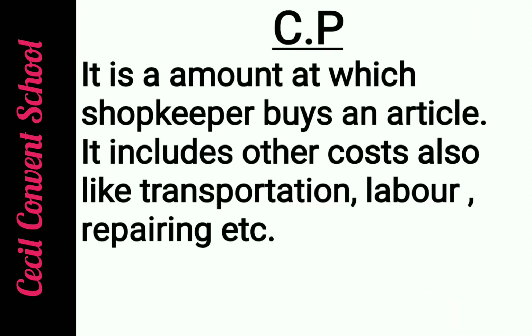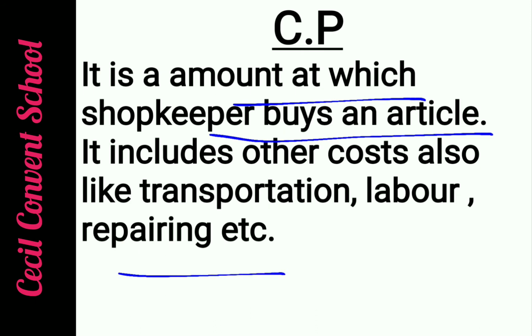So this one point you have to write down in your copy also, or underline in a book also. It is given on page number 131. Cost price is the amount at which a shopkeeper buys an article. I already told, cost price means bought anything. So it also includes other costs, like overhead expenses, such as transportation, labor cost, electricity bill cost, repairing cost, etc. That also is included in cost price.